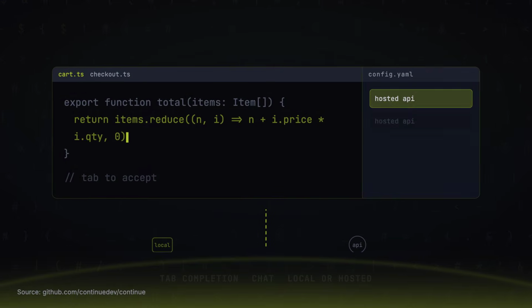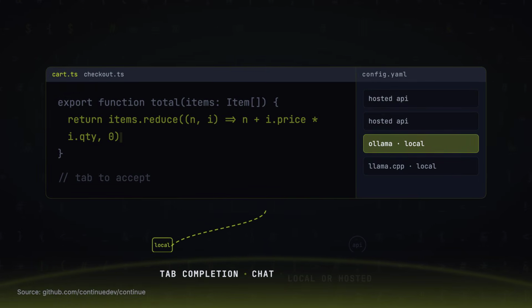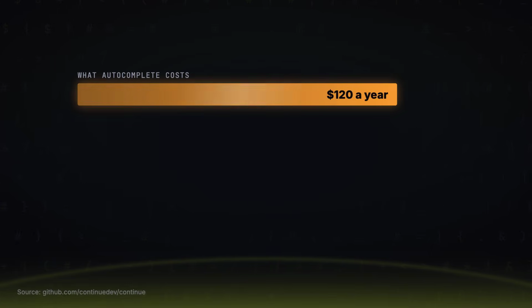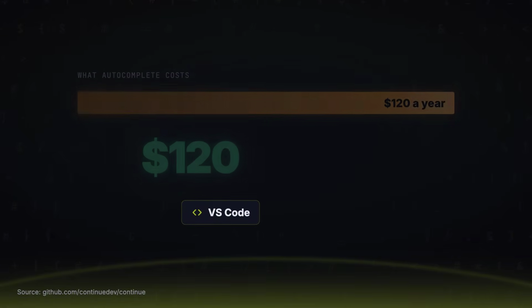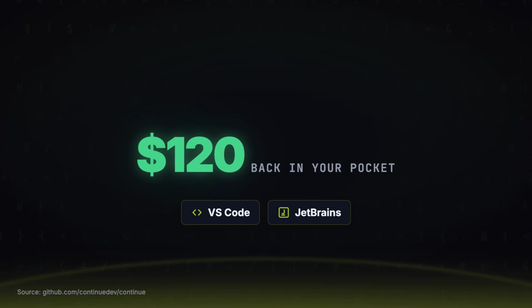The difference is one config file where you pick the provider, point it at an API or point it at localhost. 10 a month sounds like nothing. Then it is 120 a year, every year, for a feature that runs perfectly well against a model already sitting on your own disk for free.